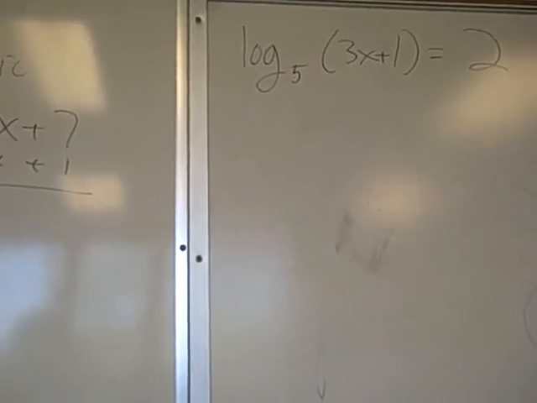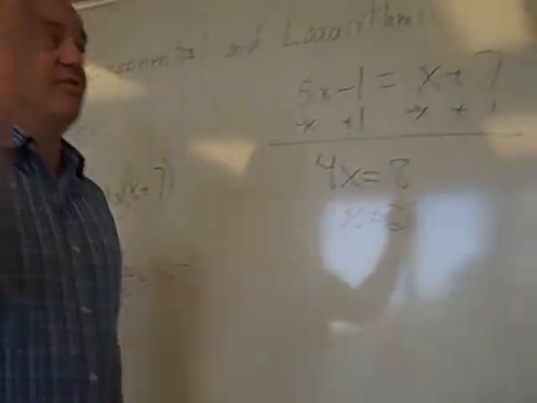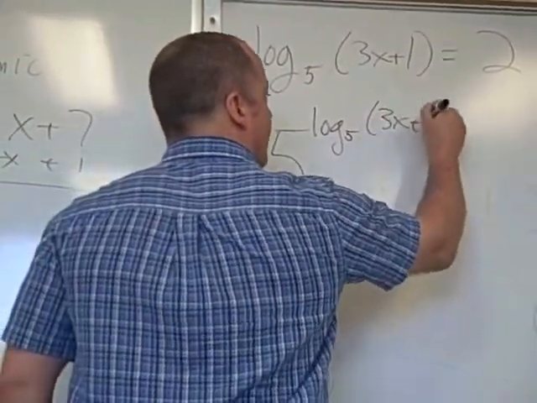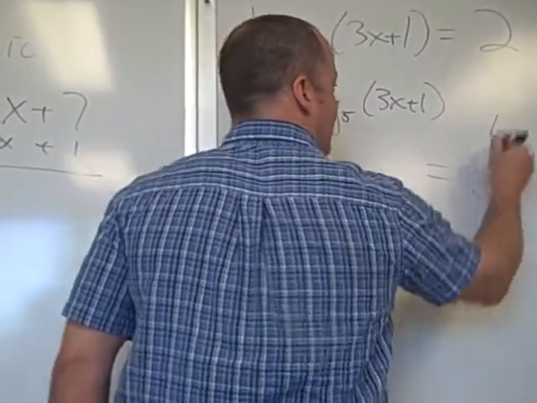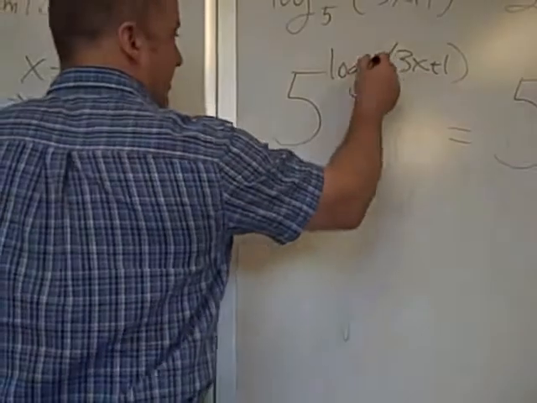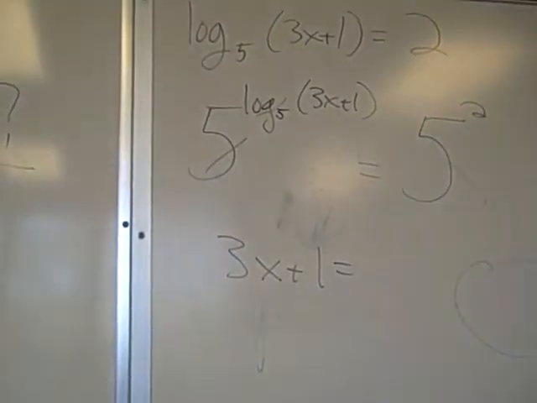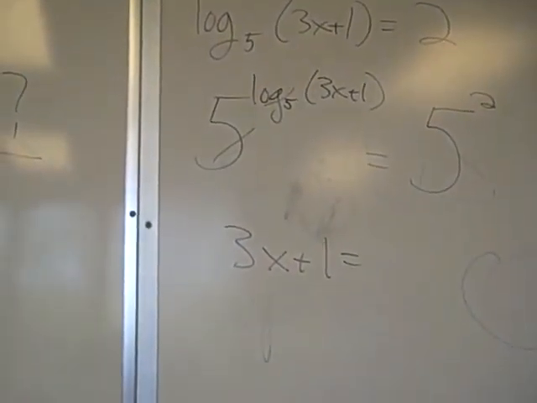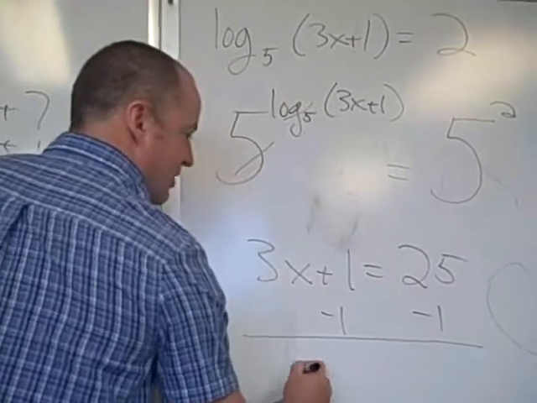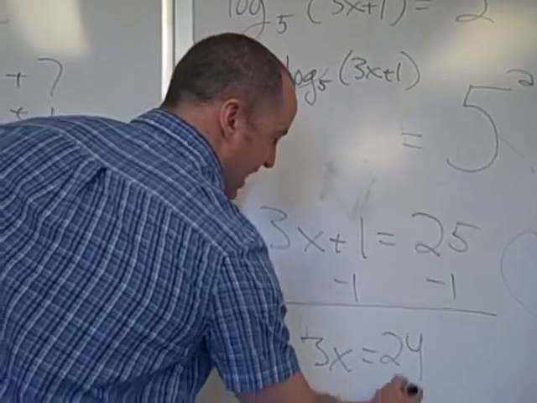Using this trick over here, I can raise that up to an exponent. What is going to be the base of my exponent? 5. So that this log base 5 will cancel with it, but then I've got to make this 5 squared. These essentially cancel. 3x plus 1 now equals 5 squared. Anyone know what 5 squared is? 25. Subtract 1 from both sides, and I will get 3x equals 24, or x equals 8.